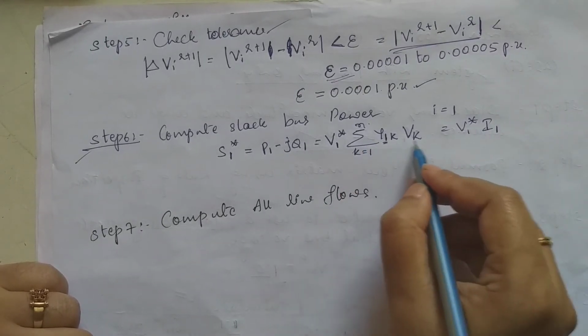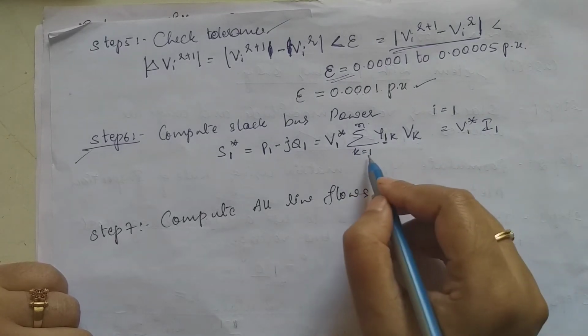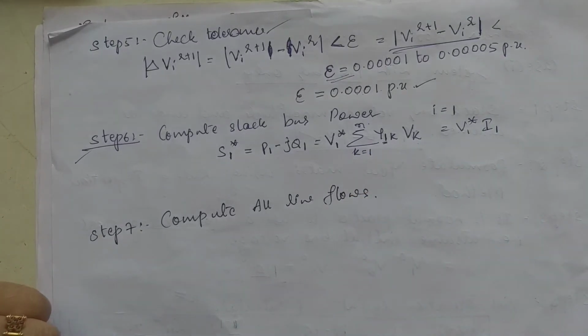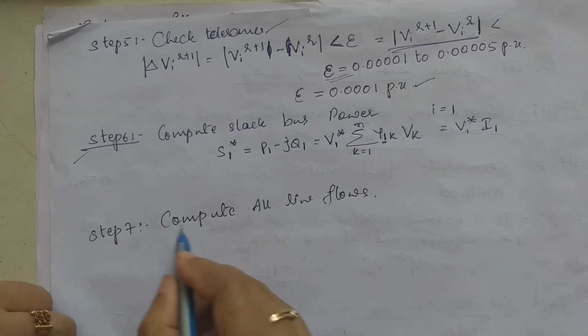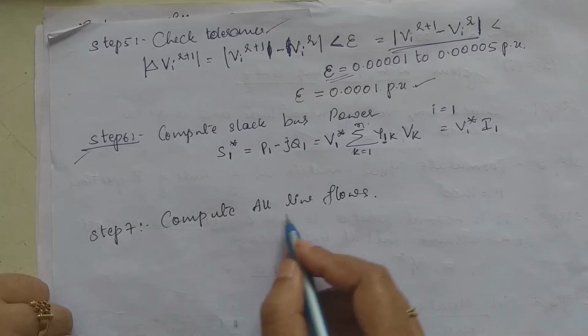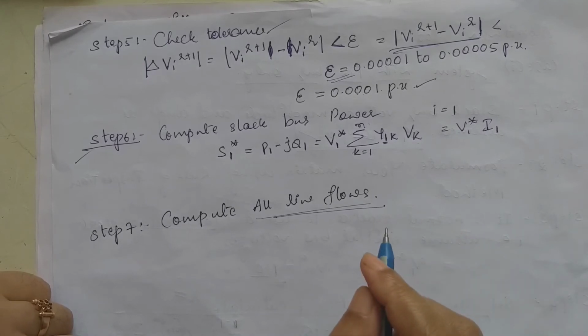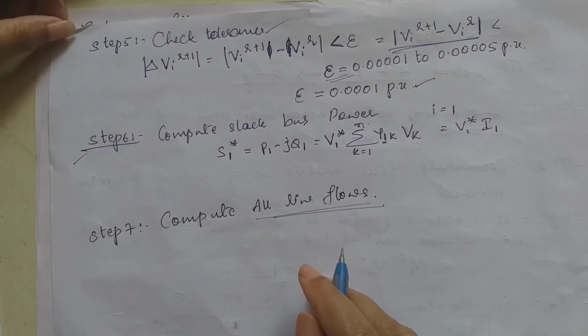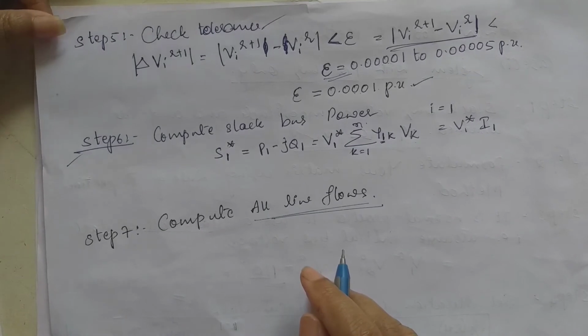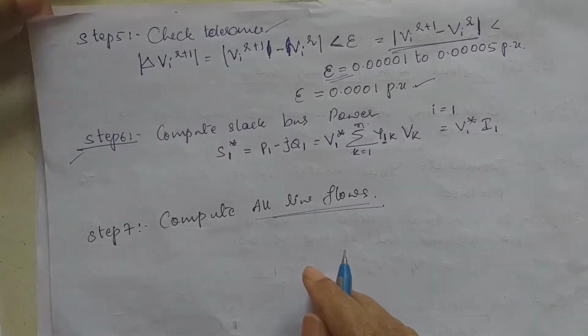I1 is Y1K Vk, summation where K varies from 1 to N. Then we have to calculate all the line flows. Line flow calculation I will explain while solving problem number 1 under the GS method.